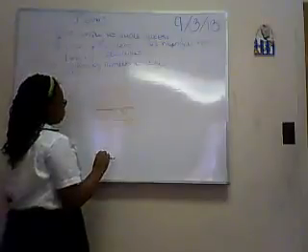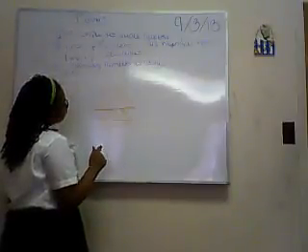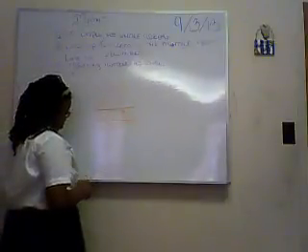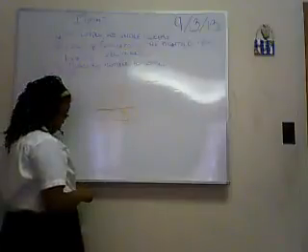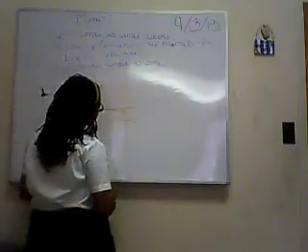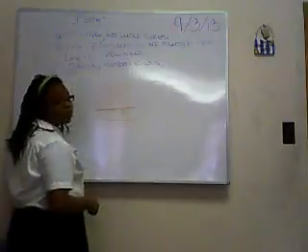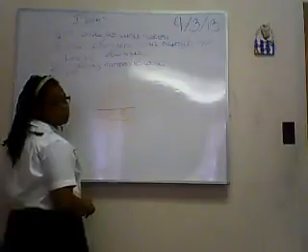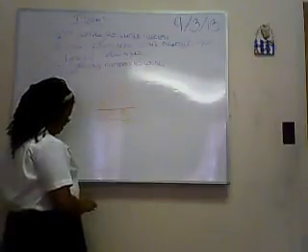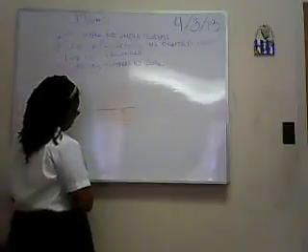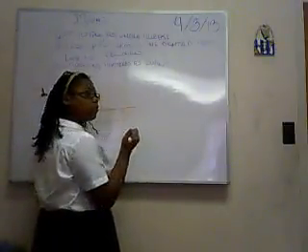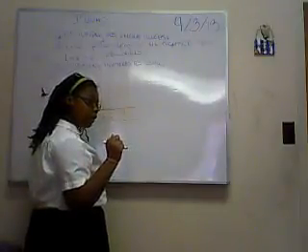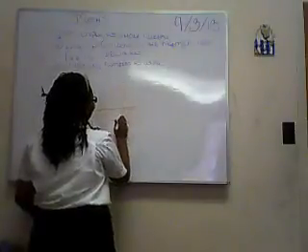Go back up to your problem up there. Look at 41.80. How many numbers are behind the decimal point? 2. And how many on 7.1? 1. 2 plus 1 is? 3.